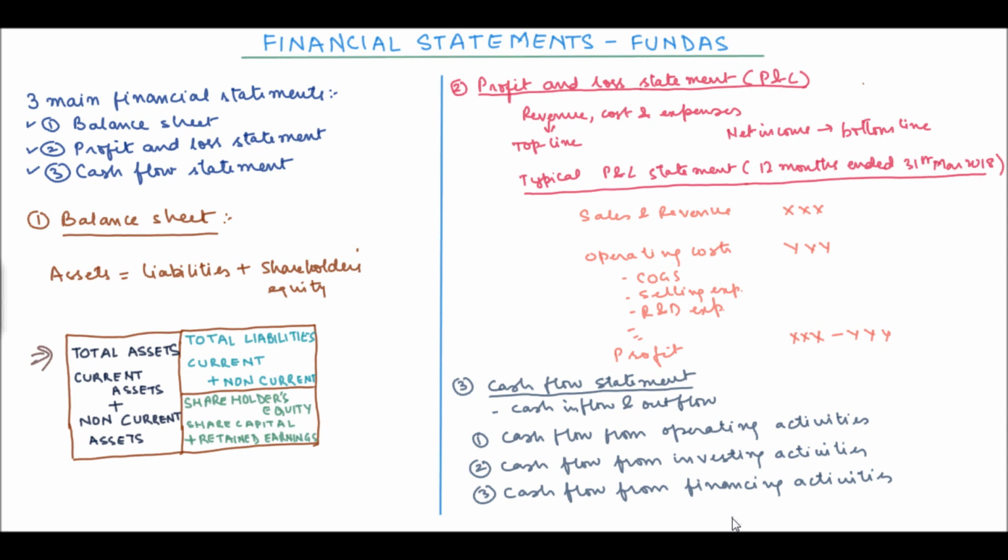So as you have seen, these three statements, that is the balance sheet, profit and loss statement and the cash flow statement, are the three main financial statements for an organization. In subsequent videos, we'll cover these in more details.